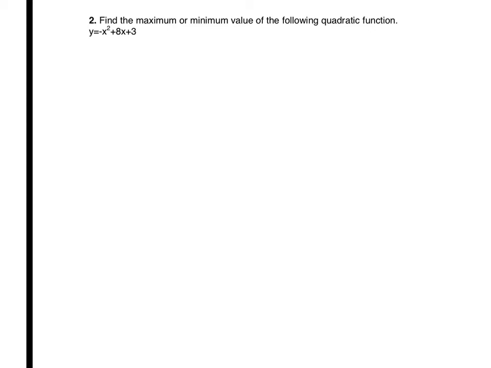So what I'm going to do is use v, the x coordinate of the vertex, which is minus b over 2a. That is minus b, which is minus 8, over 2a, which is 2 times negative 1, which is negative 8 over negative 2, which is 4. But the story doesn't end here, because this is the x coordinate of the vertex. Now I have to find the y coordinate and decide if it is a maximum or minimum.